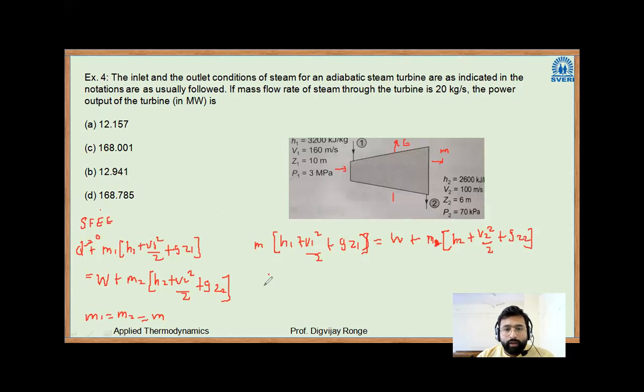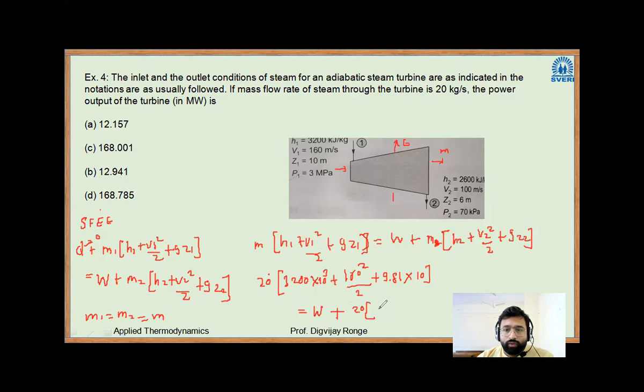Okay, so mass flow rate here is 20 kilogram per second into enthalpy, how much? 3200 kilojoule per kg. So 3200. Now it is given in kilojoules, so I have to convert it into joules. Plus velocity is given, 160 meter per second, so 160 square divided by 2. Here g is 9.81, into Z1. How much is Z1 here? 10 meters. This will equal to W, which is unknown, plus mass flow rate 20 into in bracket.